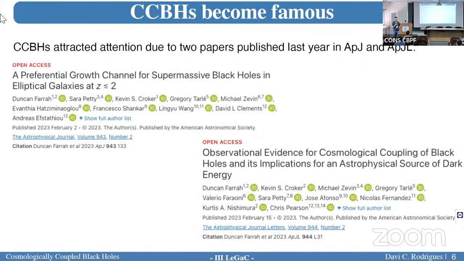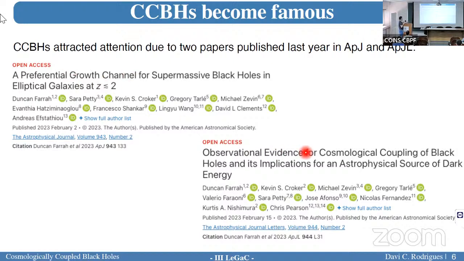Okay, actually, these solutions that I present to you are quite old. For instance, the McVittie solution from 1933. So it's not that recent. But this kind of cosmologically coupled black holes became famous more recently, particularly last year, due especially to two papers, one in Astrophysical Journal and the other in Astrophysical Journal Letters. The first one is more observational, and they find that the supermassive black holes increase their mass in a way that no one knows how to explain.